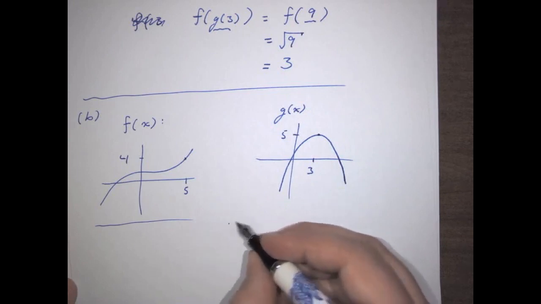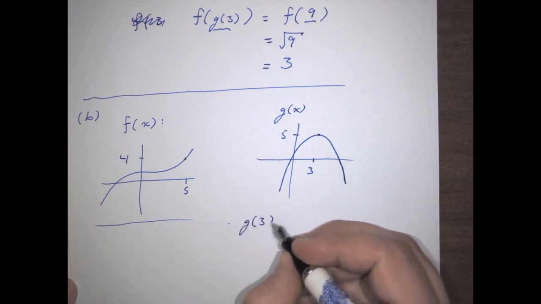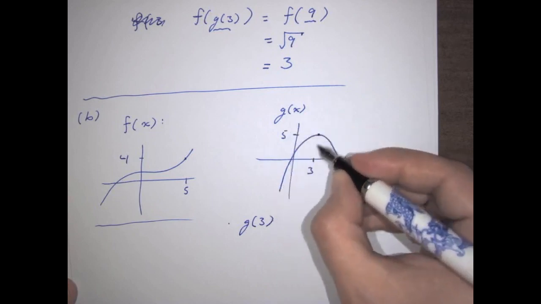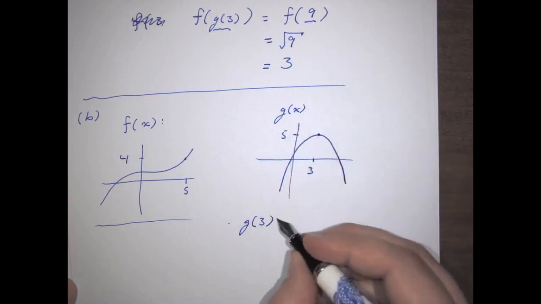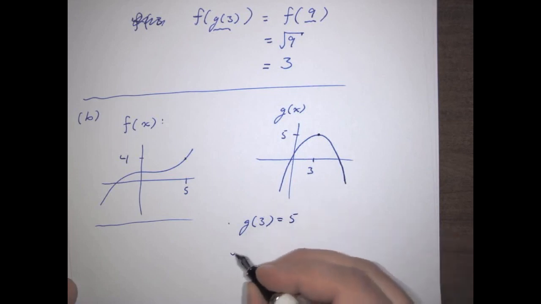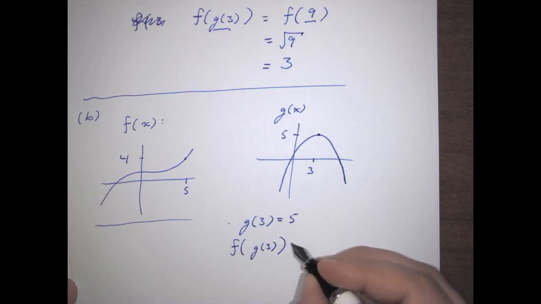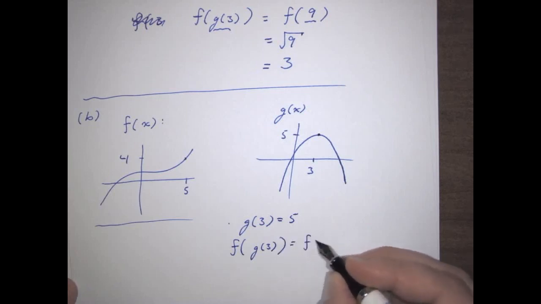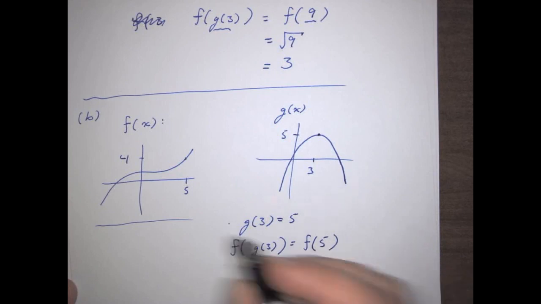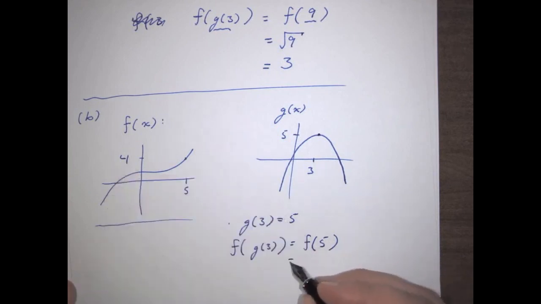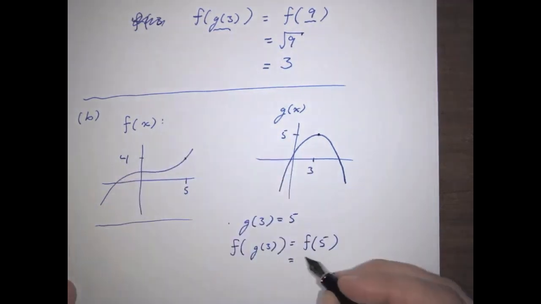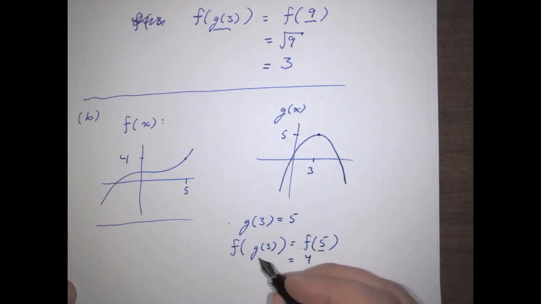So the first question is, what is g of 3? Well, here, what we have is an input of 3 going with an output of 5. And then that means that f of g of 3 will be the same as f of 5. But what output goes with a 5 on the graph of f? That would be a 4. So you just do this in a two-step process. First, you evaluate the inside function. Then you take the result and you put that into the outside function.